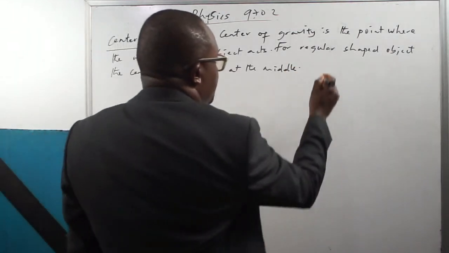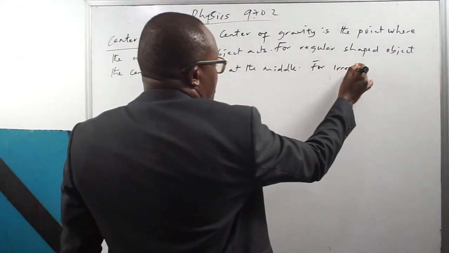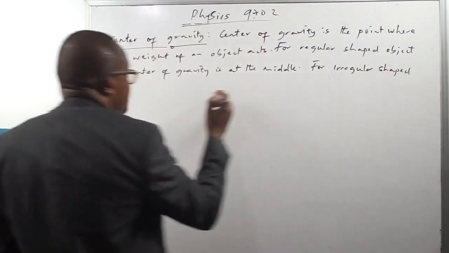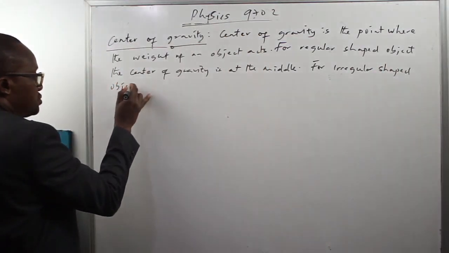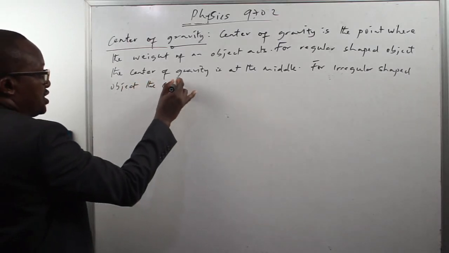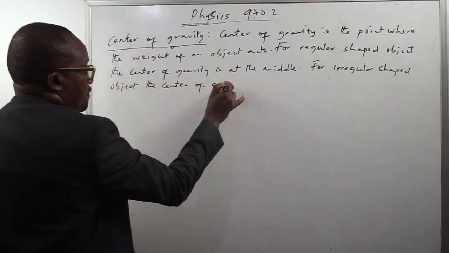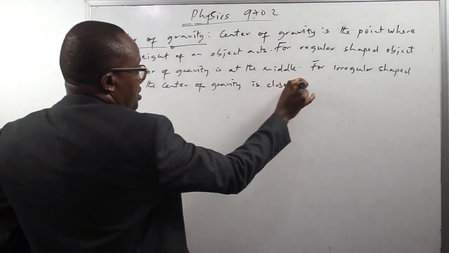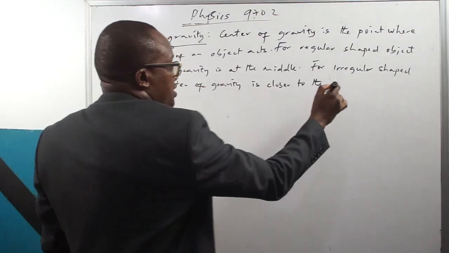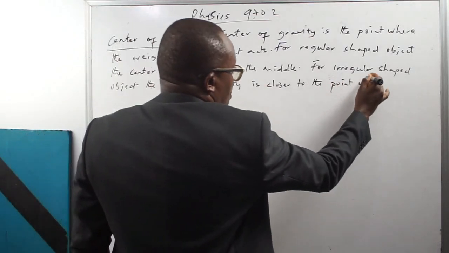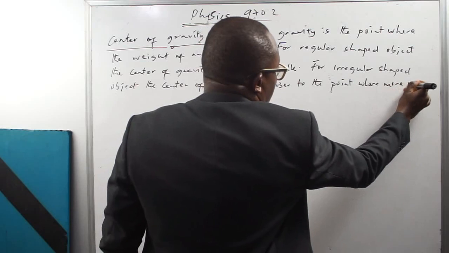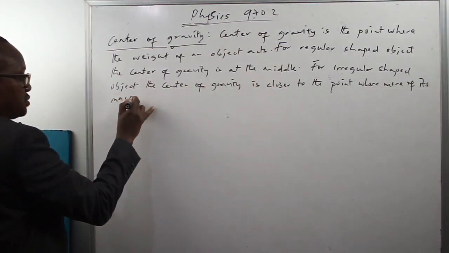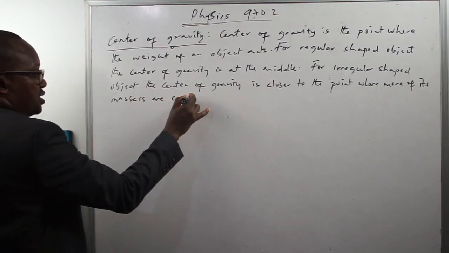But for an irregularly shaped object, the center of gravity is closer to the point where more of its mass is concentrated.